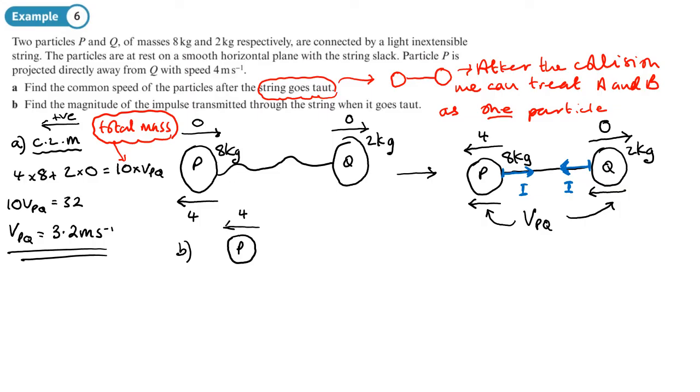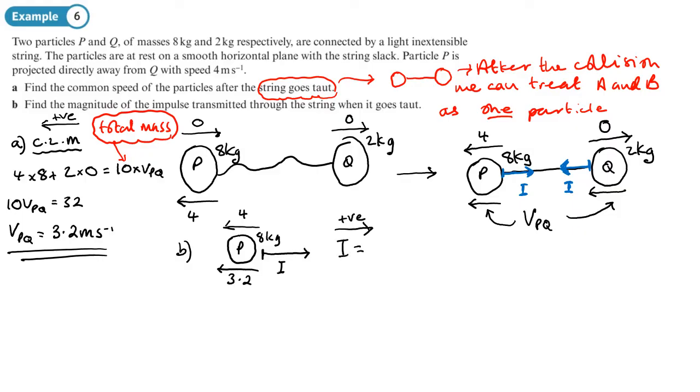It was 4 that way, and after it's a speed of 3.2, so P is 8 kg, and my impulse is going this way. That's because the impulse is basically being transmitted through the string. As I said, you can think of it like a tension in a way. So let's take this direction as positive, since the impulse is going that way.